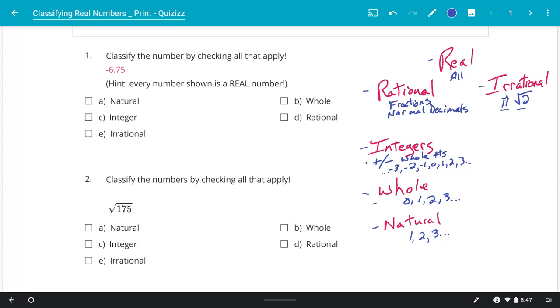So, number one, classify by clicking all that apply. I can see right away that negative 6.5 or 6.75 has a decimal, and it's a normal decimal that ends, therefore it makes it rational. It would also be real, but that wasn't a choice. Number two, classify numbers by clicking all that apply. The square root of 175. Well, 175 is not a perfect square. Therefore, it's going to be a decimal that never ends and never repeats, making it irrational and real.